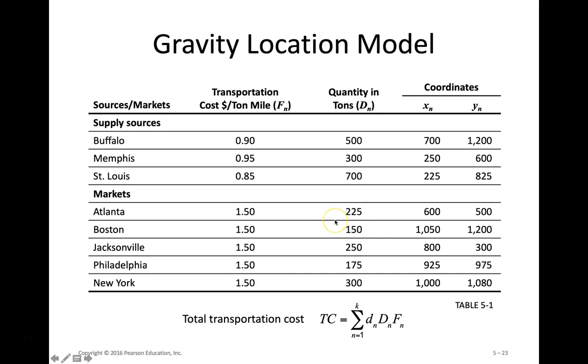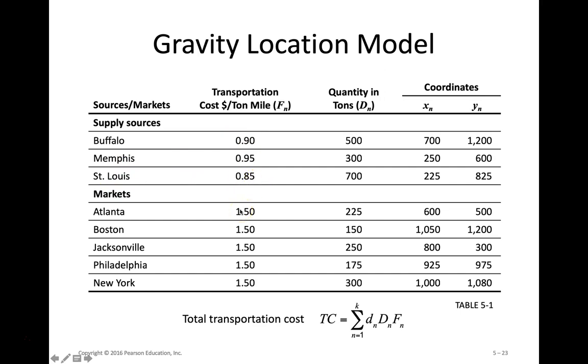Apart from that, we know the cost of transportation and the quantity. So we expect the Buffalo source to send us 500 tons, the Memphis source to send us about 300 tons, and St. Louis to send us 700 tons. And the cost of transportation is 90 cents from Buffalo to wherever we locate our warehouse, Memphis is 95 cents and St. Louis is 85 cents.